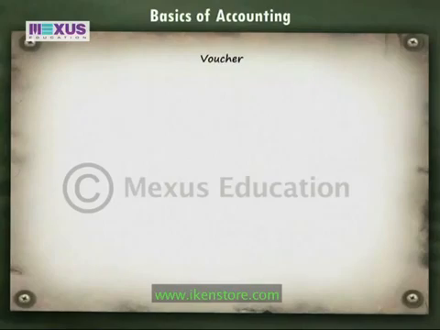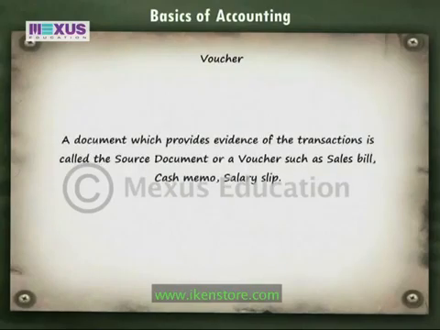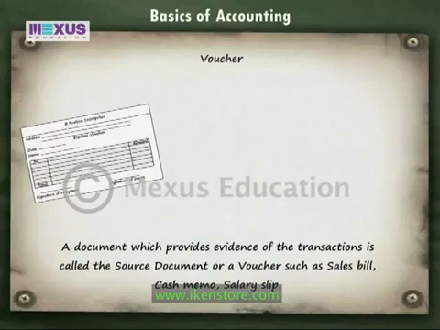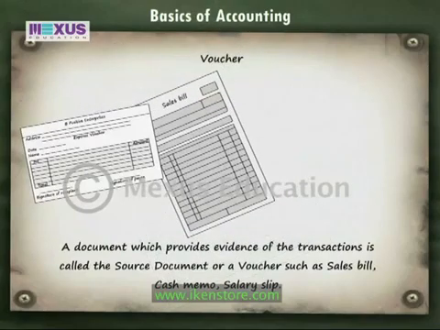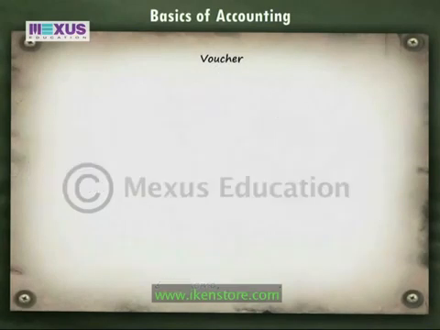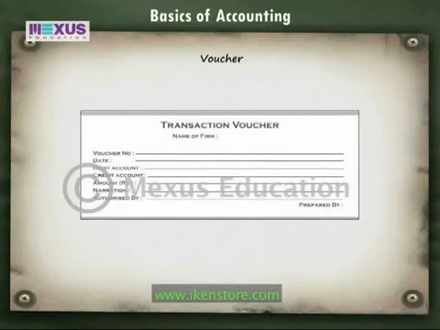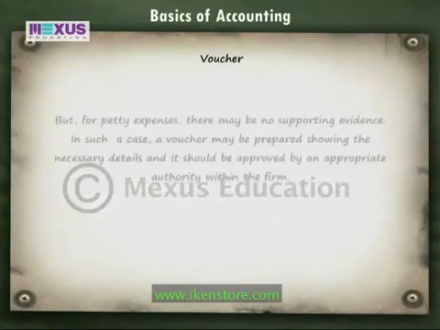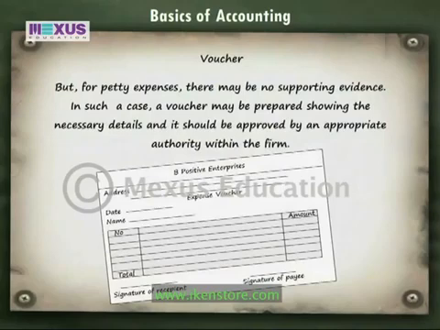Voucher. A document which provides evidence of the transactions is called the source document or a voucher, such as sales bill, cash memo, or salary slip. Here is a sample of a transaction voucher. But for petty expenses, there may be no supporting evidence.